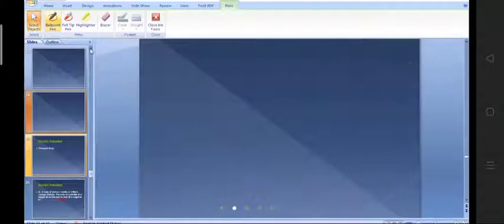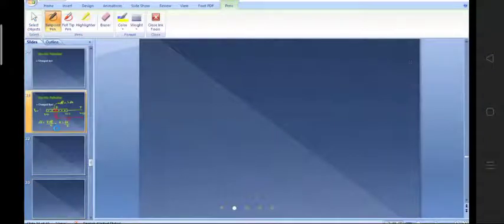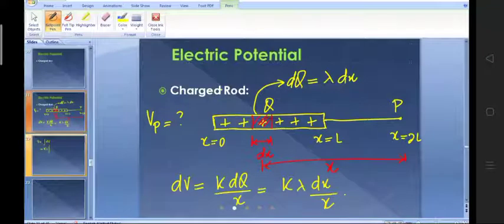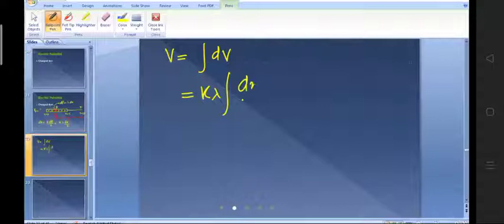Okay, so concentrate here. Now let's solve this integral. Potential V will be simply equal to the integration of dV. Now k and lambda are constants, so pull them out of the integral. So k multiplied by lambda comes out of the integral. What are we left with? We are left with the integration of dx by x.